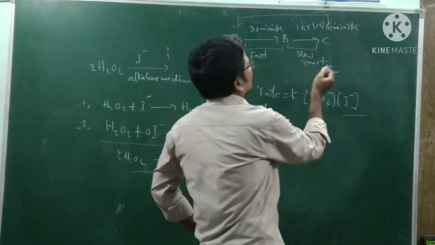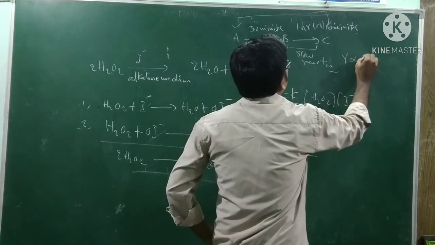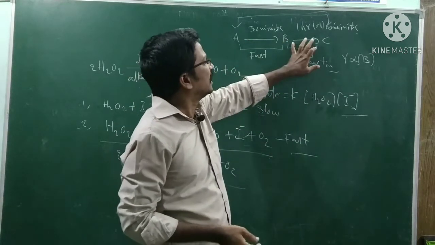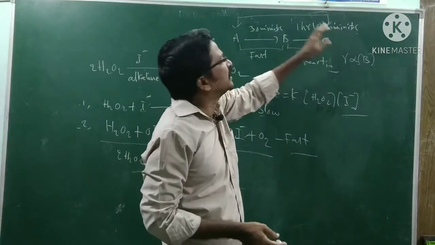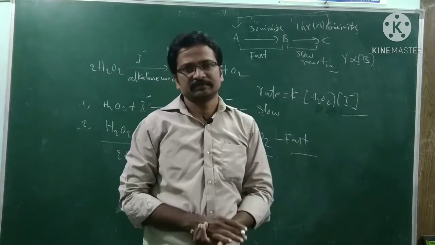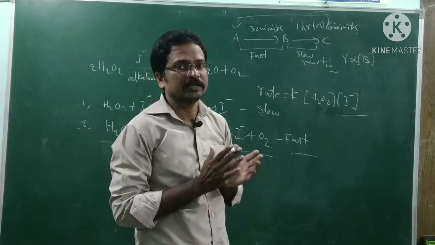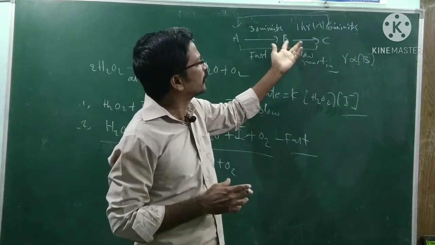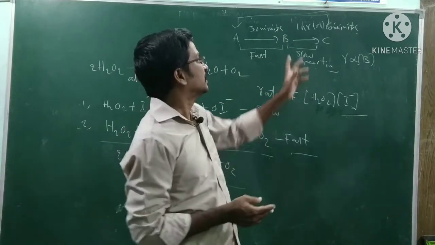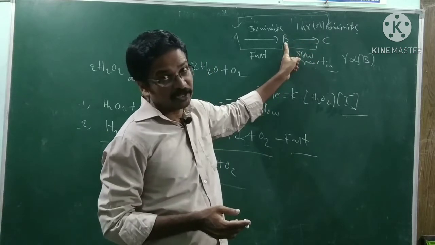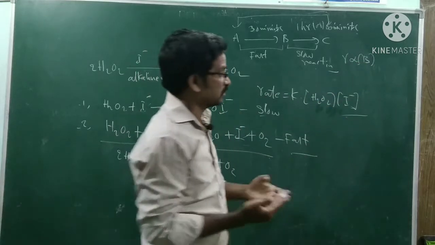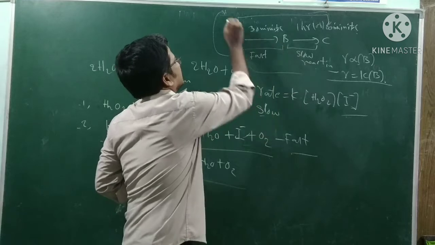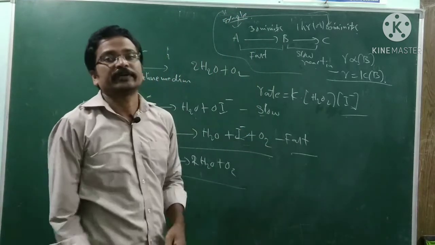So the rate is governed by this step. Rate is directly proportional to the concentration of B, because it takes a larger time compared to the other. If it is fast, A gets converted into B and B easily converts into C. So the main hindering factor, which can stop the reaction, is B to C. The speed of reaction or product formation possibility depends on this. So rate is directly proportional to the concentration of B, rate is equal to K[B]. For this example, we can write like this.